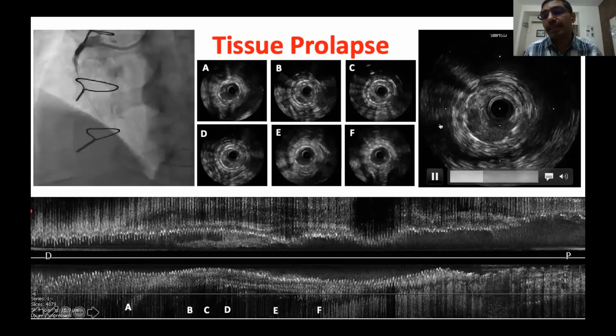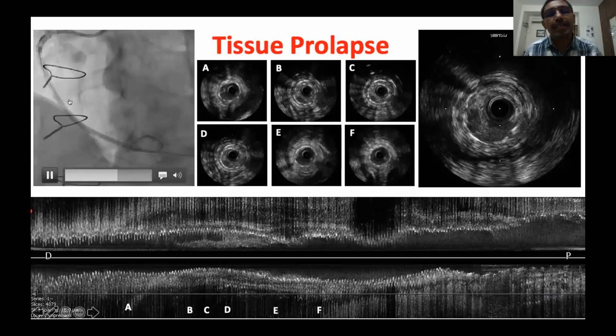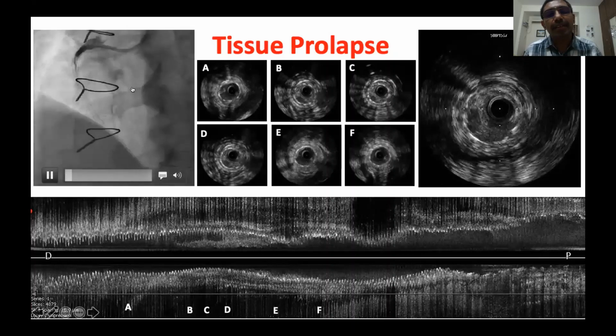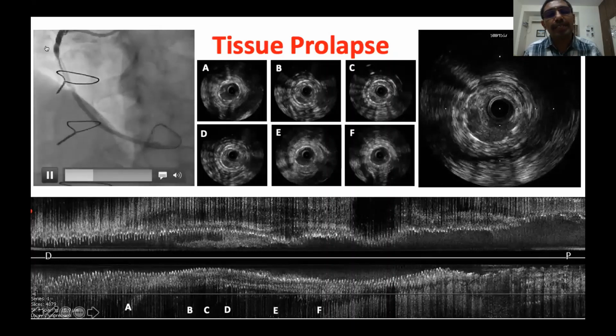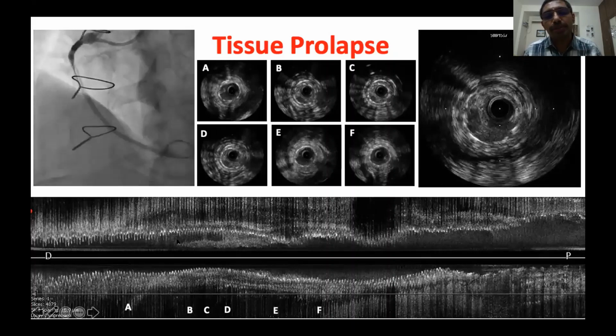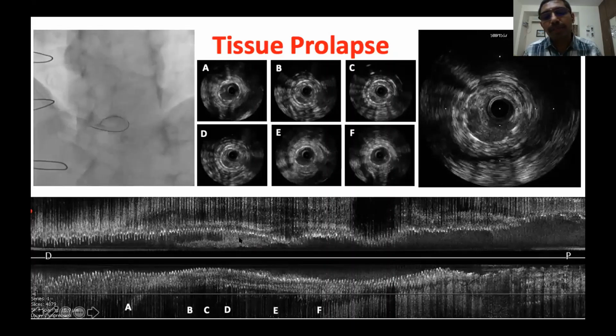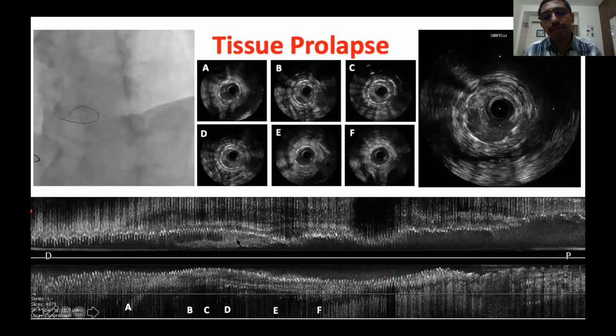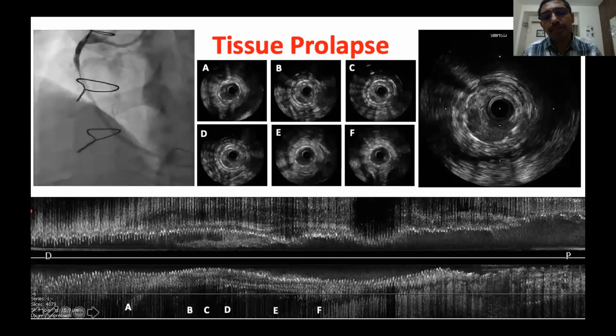This is a case done in an SVG graft. You can see angiographically how much it has narrowed. You can see the stent, only a trickle of flow, and all the remaining is prolapsed tissue. This is a longitudinal view showing the prolapsed tissue. Inside, you can see the extensive prolapse of the atherothrombotic material inside the stent.